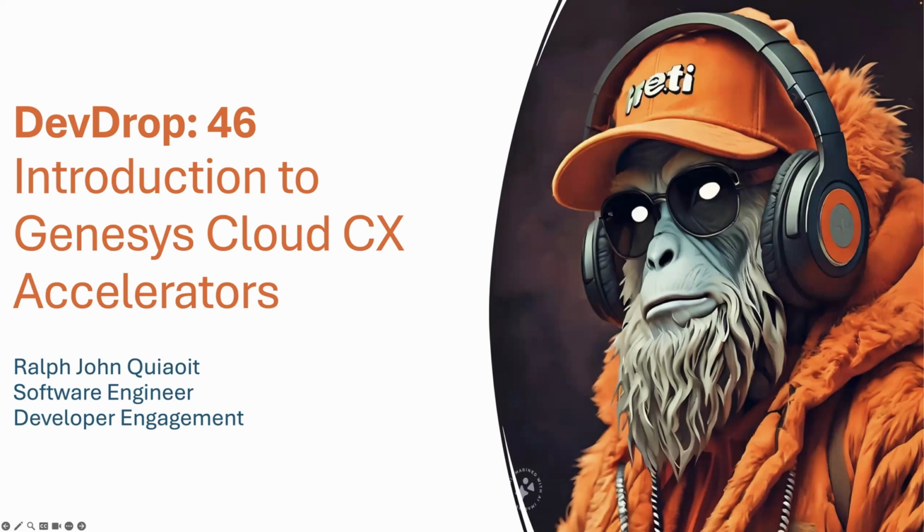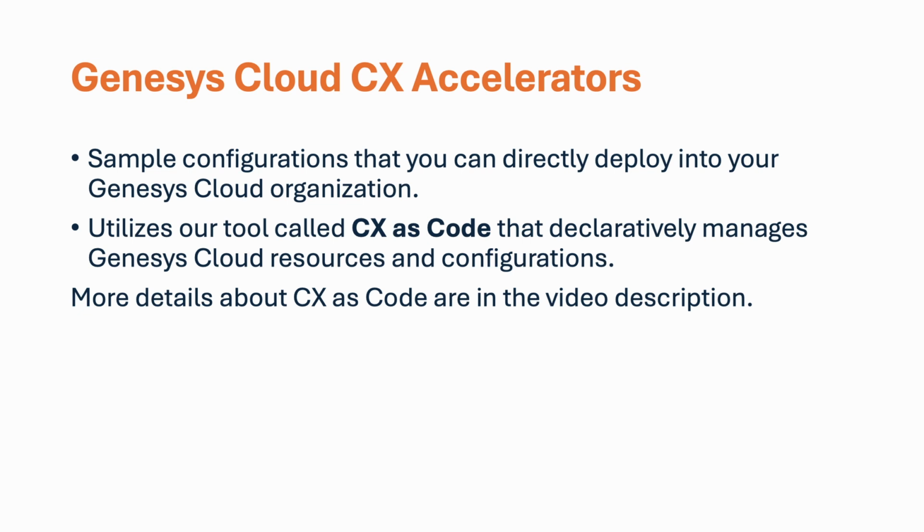Accelerators are another way for you to integrate other tools, systems, services, and applications with Genesys Cloud, along with our suite of resources like blueprints, guides, blogs, API Explorer, and so much more. They are sample configurations that you can directly deploy into your Genesys Cloud organization. It utilizes our tool called CXS Code. It is a tool that declaratively manages Genesys Cloud resources and configurations across organizations using Terraform, which is an open source infrastructure as code tool.